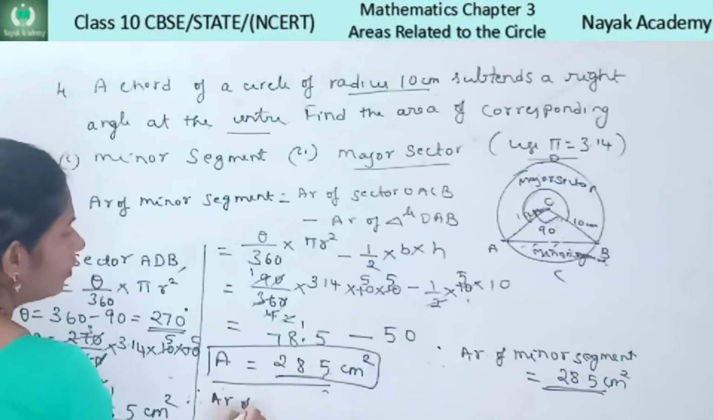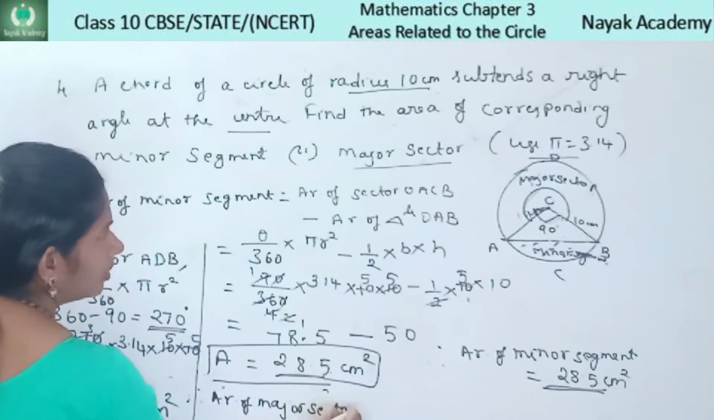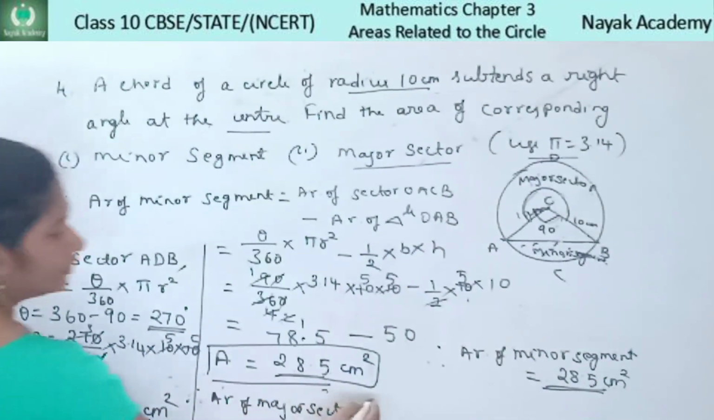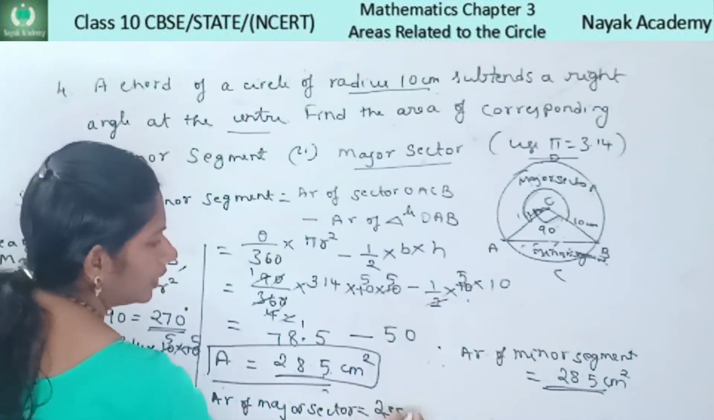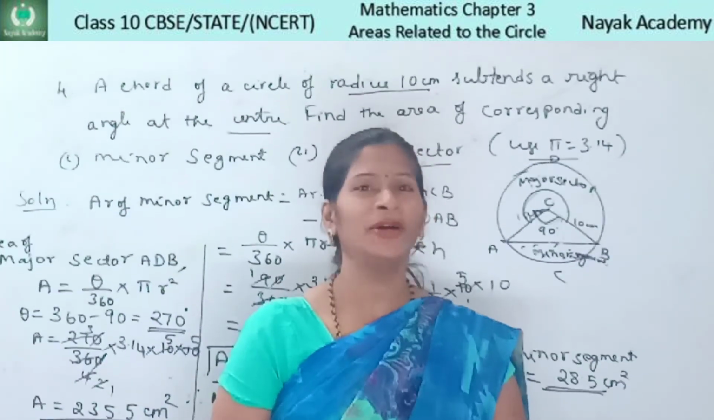Therefore, let me write the conclusion. Area of major sector equal to 235.5 centimeter square. With this problem, I will wind up the session.